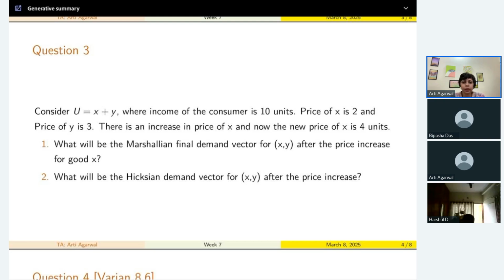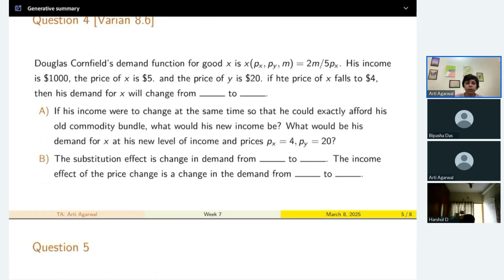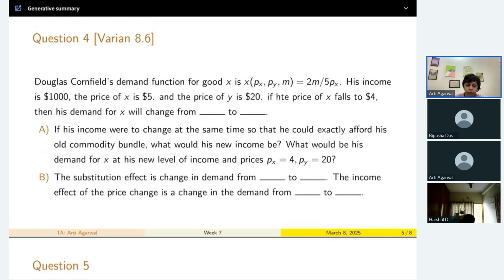Okay, now the next question you are given is variant question 8.6. The demand function for good X is given as a function of Px, Py, and M, and this is given as the expression 2M by 5Px. The income is known to be 1000, price of X is 5, price of Y is 20.